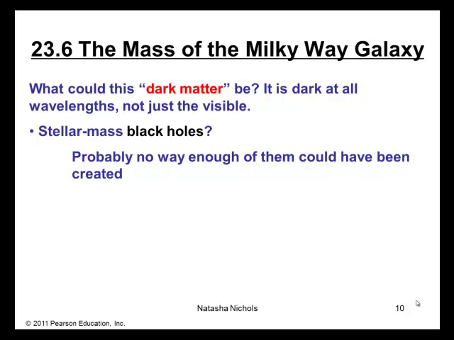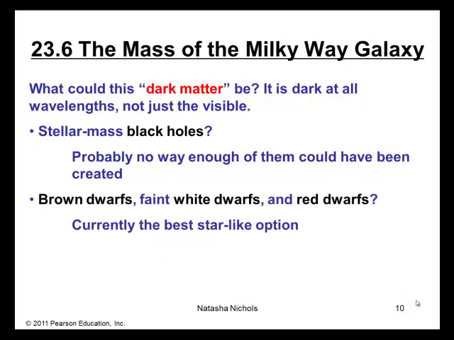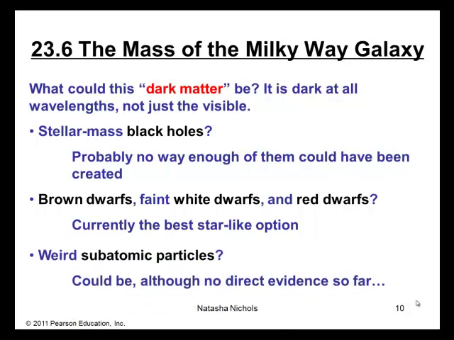So what could this dark unseen matter be? It is dark at all wavelengths, not just the visible. So it is literally dark for us. Could it be stellar mass black holes? Probably no way enough of them could have been created. Could it be brown dwarfs, faint white dwarfs, and red dwarfs? Currently, this is the best star-like option. How about weird subatomic particles? It could be, although we have no direct evidence so far.